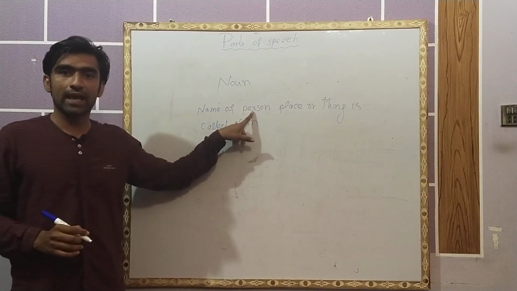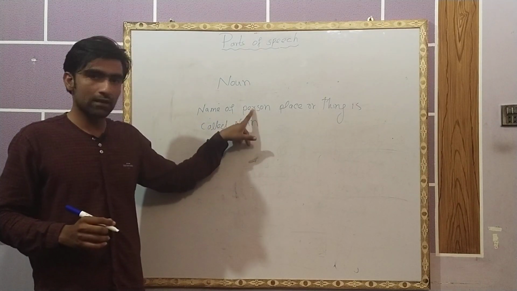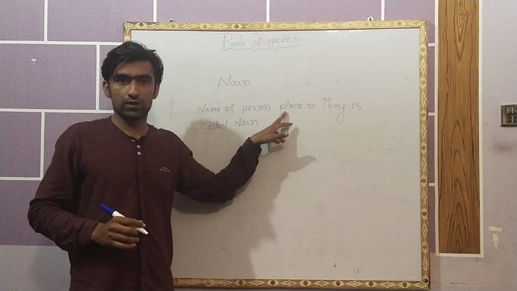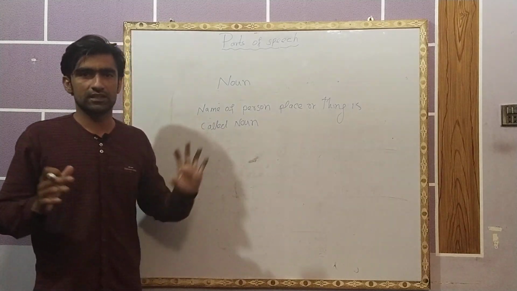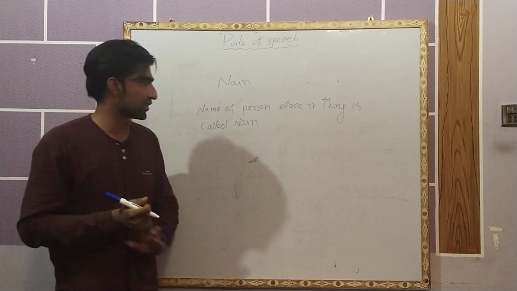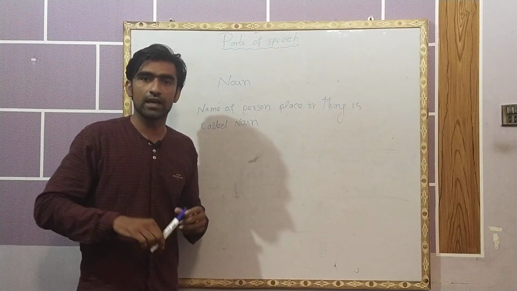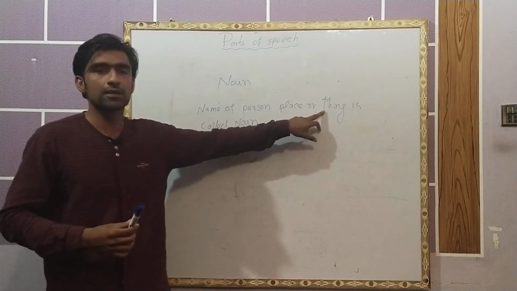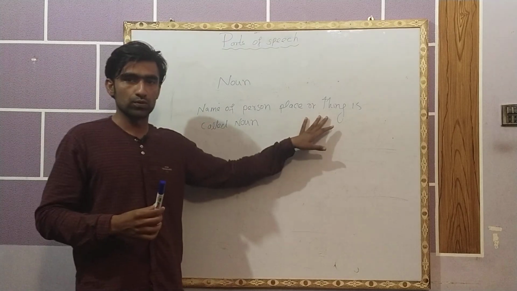Person means there can be any human being, any name, a man, a girl or anything. Place means there can be any place, suppose a city or any place. It doesn't matter whether it is common or special. Thing means any materialistic thing, like the board, marker, whiteboard and anything. So this is the definition of the noun.